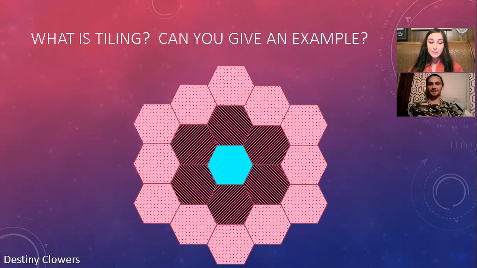But as you can tell, none of these lines are overlapping. None of them are causing gaps or anything like that. So if you continued this pattern all the way up, all around the screen, it would continue to look just like this. There wouldn't be any overlapping or any gaps. So I hope that cleared up what tiling was for you. Yes, absolutely. Thank you so much, Destiny.